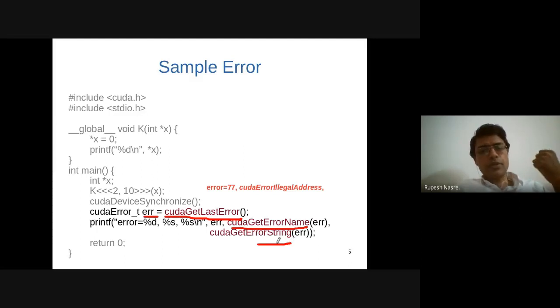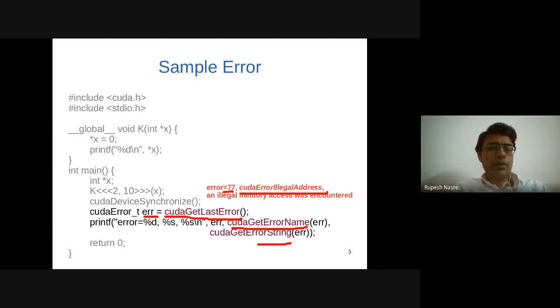So for example, the error number is, let's say, 77, which is an unsigned integer. And then cudaErrorIllegalAddress is the name of that particular error. And the string associated with it is "an illegal memory access was encountered." If I had added this, then it becomes easier for me to debug this program because I know that such an error occurred, so I can look up and make sure that things are sane.